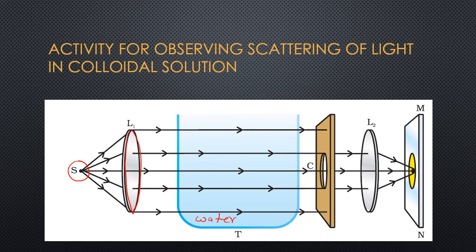Okay, so this allows the beam of light to pass through the water, and then we have a screen with a small opening, or you can say a circular hole. So as the parallel rays pass through it, we have another lens to converge them. Okay, so we have another lens L2 which is converging it on the screen MN. Okay, so it is converging at this point. So this is the basic setup.